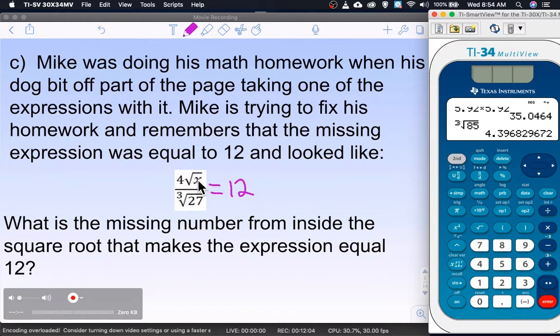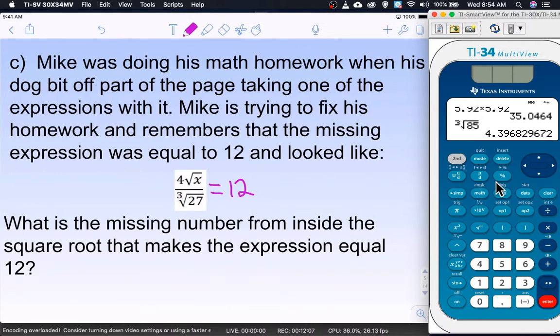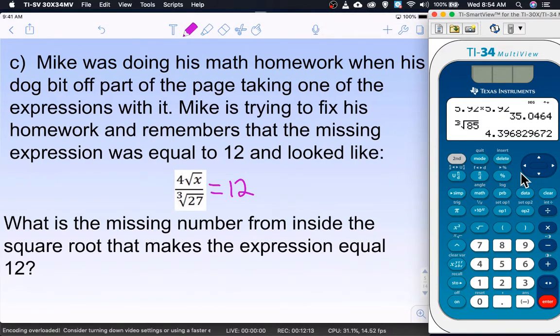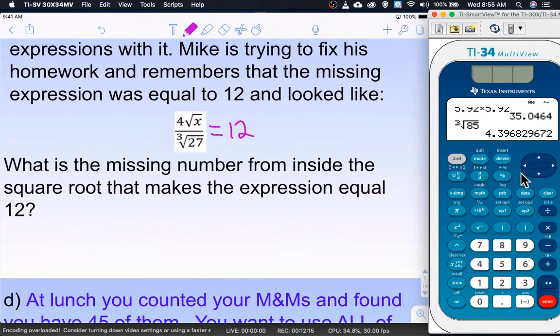So we need to find x. Is really what this question is coming down to say. What is the x that makes this true? Okay, I'm going to rewrite the problem. 4 square root of x over the cube root of 27.